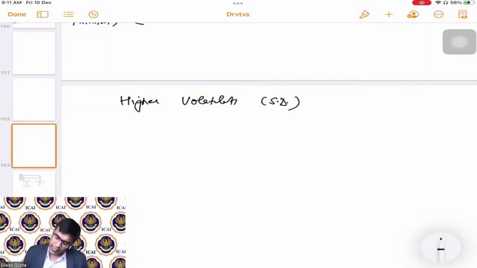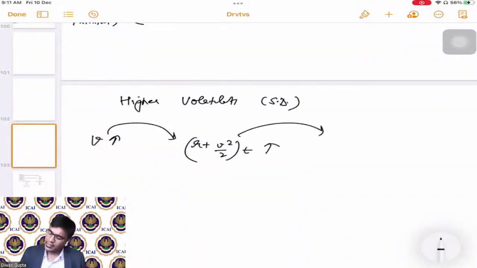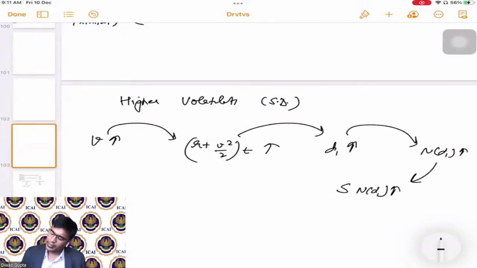Now, if V is high, this term will also be high. This will make D1 also high. And this will make ND1 also high. And hence it will also make SND1 also high. And it will also make premium high. Simple. This is the logic. If the volatility is higher, the premium will be higher, because the uncertainty is very high.